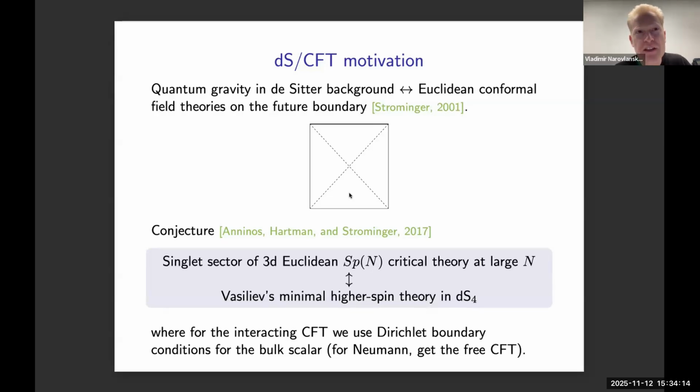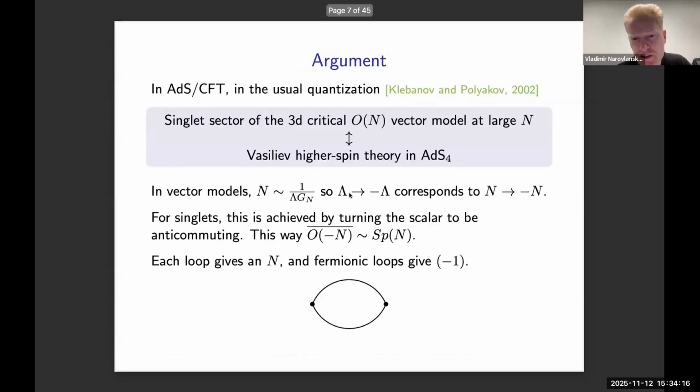Now, where does this conjecture come from? It's actually very simple. It's basically an analytic continuation of the well-known AdS/CFT case. So here it's AdS/CFT, where we have the singlet sector of the critical O(N) model. This is the conjecture by Klebanov and Polyakov. At large N it is related to the same Vasiliev's theory, but in AdS4. So how do we go from AdS to dS? We just need to switch the sign of the cosmological constant.